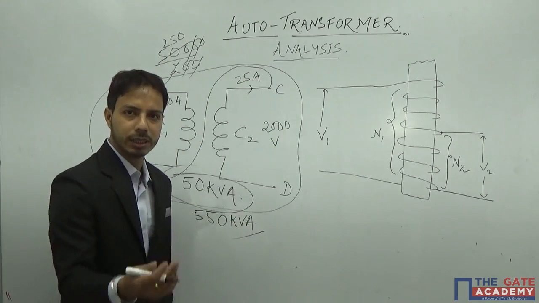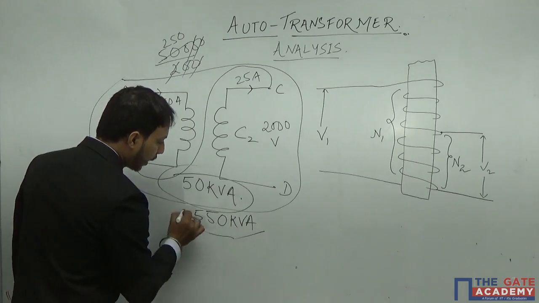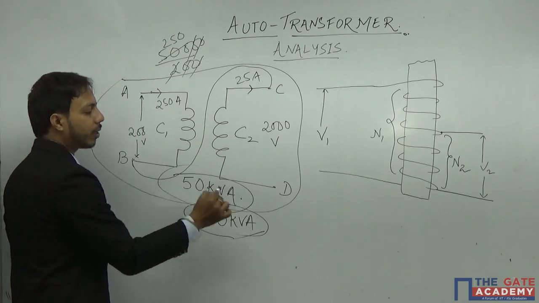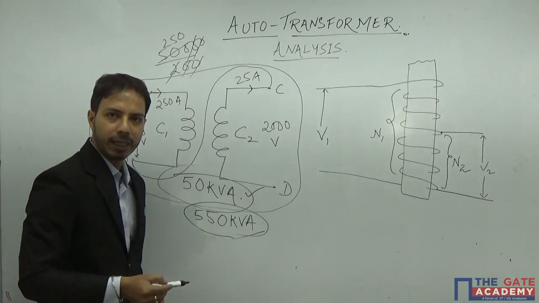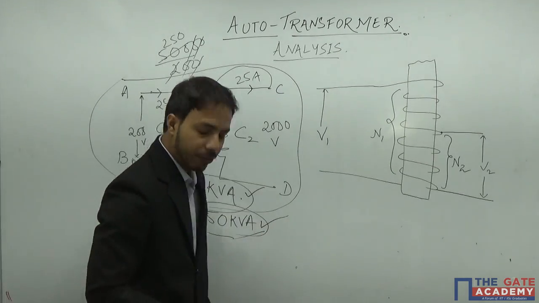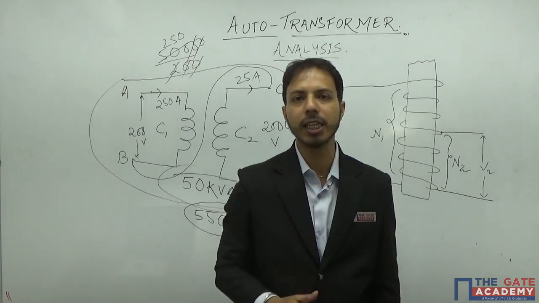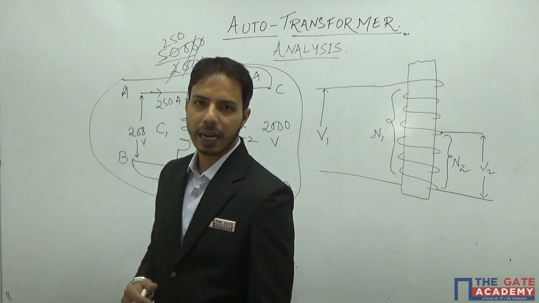How it happens we will see later, but for now, for information, I am saying that a two-winding transformer was having 50 kVA, whereas just by a connection and making it an autotransformer, I am having 550 kVA. That means the kVA has drastically improved or increased, okay, which is a very, very big advantage.